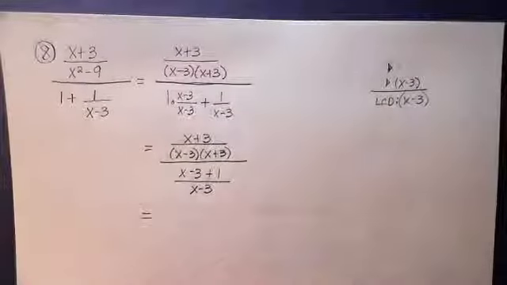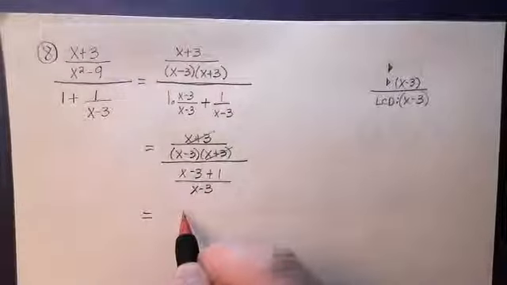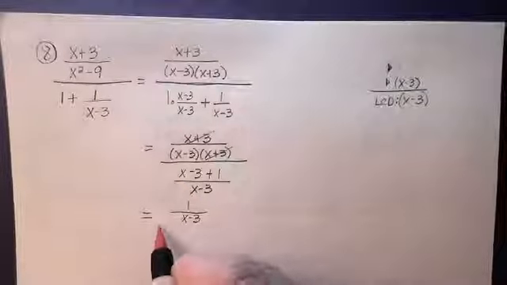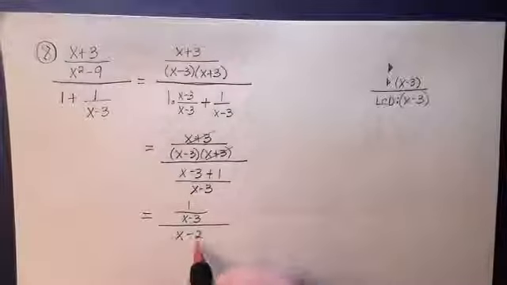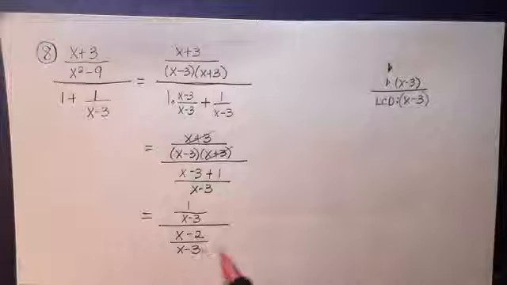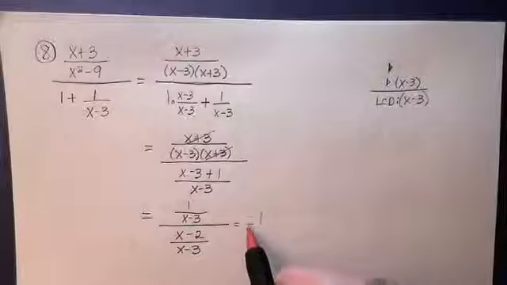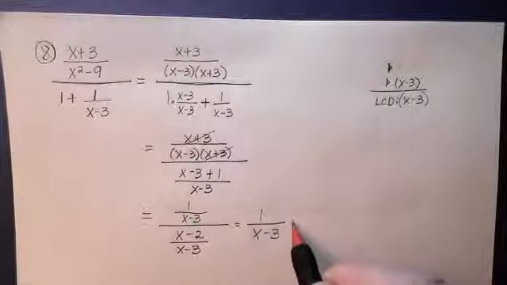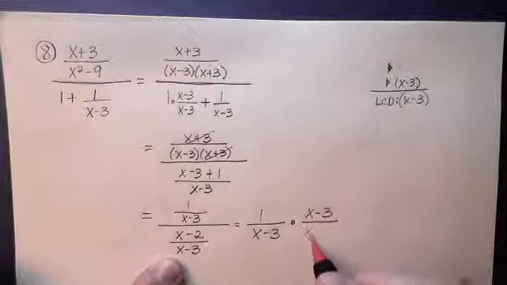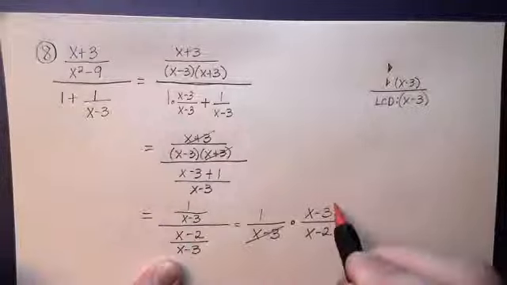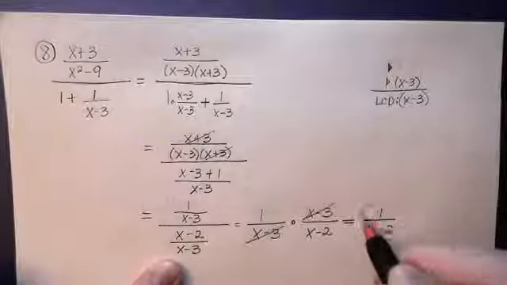I don't know if you noticed, but these two can be cancelled. So that would be 1 over x minus 3. On the bottom, I'm going to have negative 3 plus 1 is negative 2 over x minus 3. So now we're ready to do our division. So this would be 1 over x minus 3 times, I'm going to flip the second term, so x minus 3 over x minus 2. It means the x minus 3 is going to go away. My final answer is 1 over x minus 2. And that's my answer.